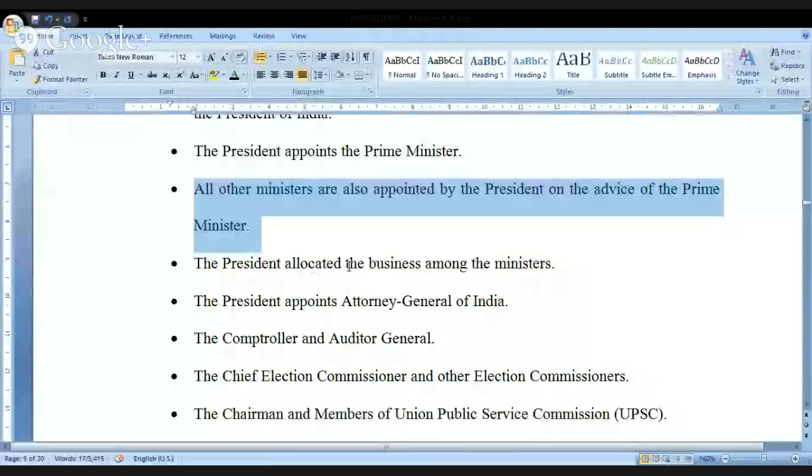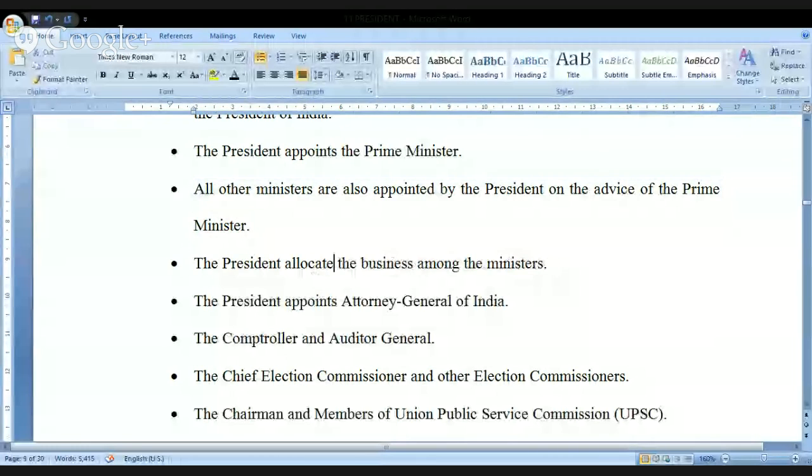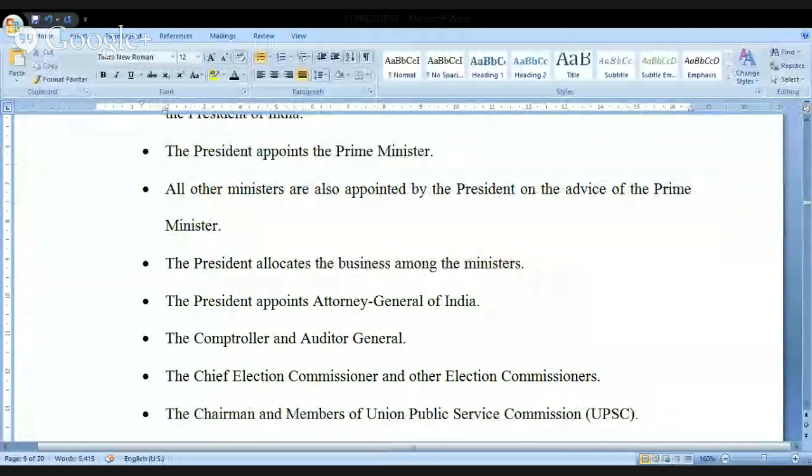Am I clear? That is the reason why a free hand has been given to the Prime Minister. Later, he will pick a few members. The list will be forwarded to the President of India, and the President will appoint only those members as the ministers. Am I clear? Now, look at this. The President allocates business among the ministers.